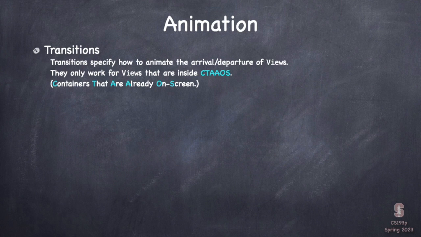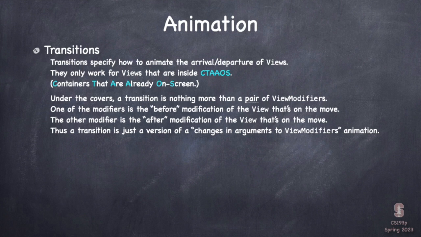So if you want a transition to happen for your view, you have to be in a container that is already on screen. Underneath the covers of a transition, it's actually nothing more than a pair of view modifiers.